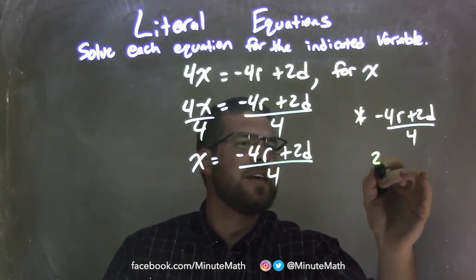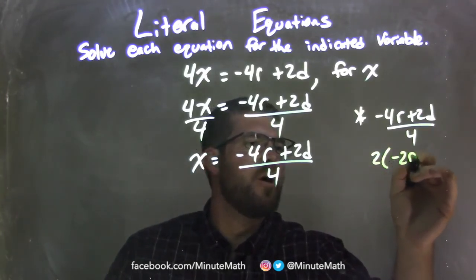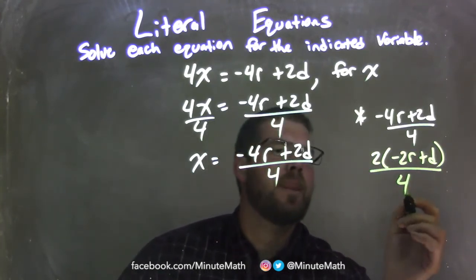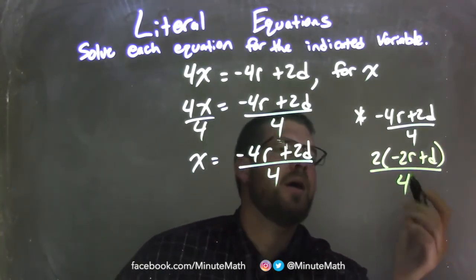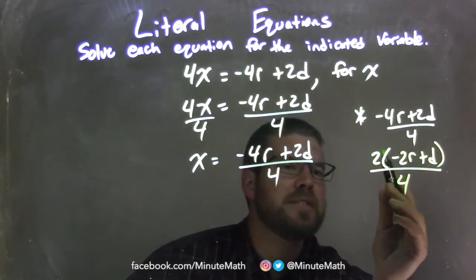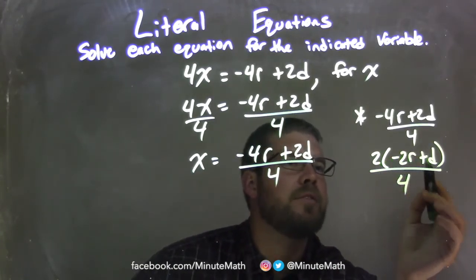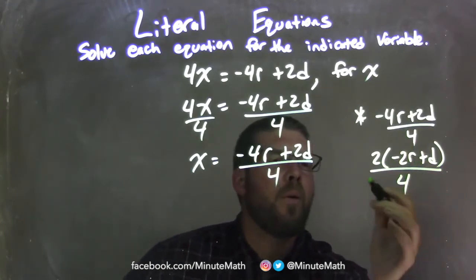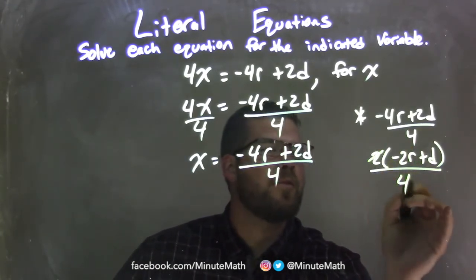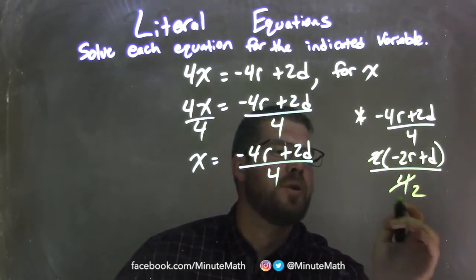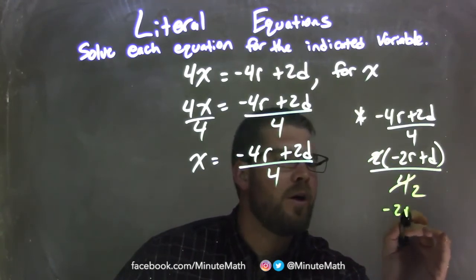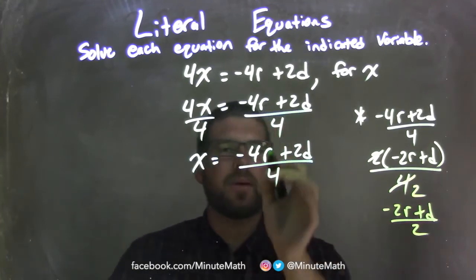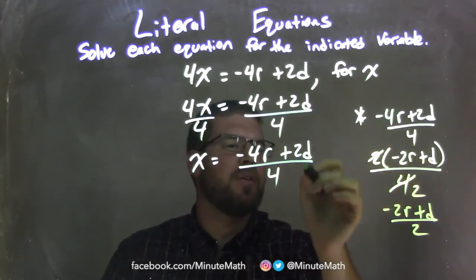What that does is leave me with 2 times negative 2r plus d, all over 4. Okay? So hopefully you can see that little step there, that I pull that 2 out, giving me 2 times parentheses, negative 2r plus d. And if I distribute that 2 back in, I'd get what's written above. But what that does is I see that the 2 and the 4 can cross out, and that 4 becomes a 2. And so that simplifies to negative 2r plus d, all over 2. Okay? So that's what I'm going to do here.